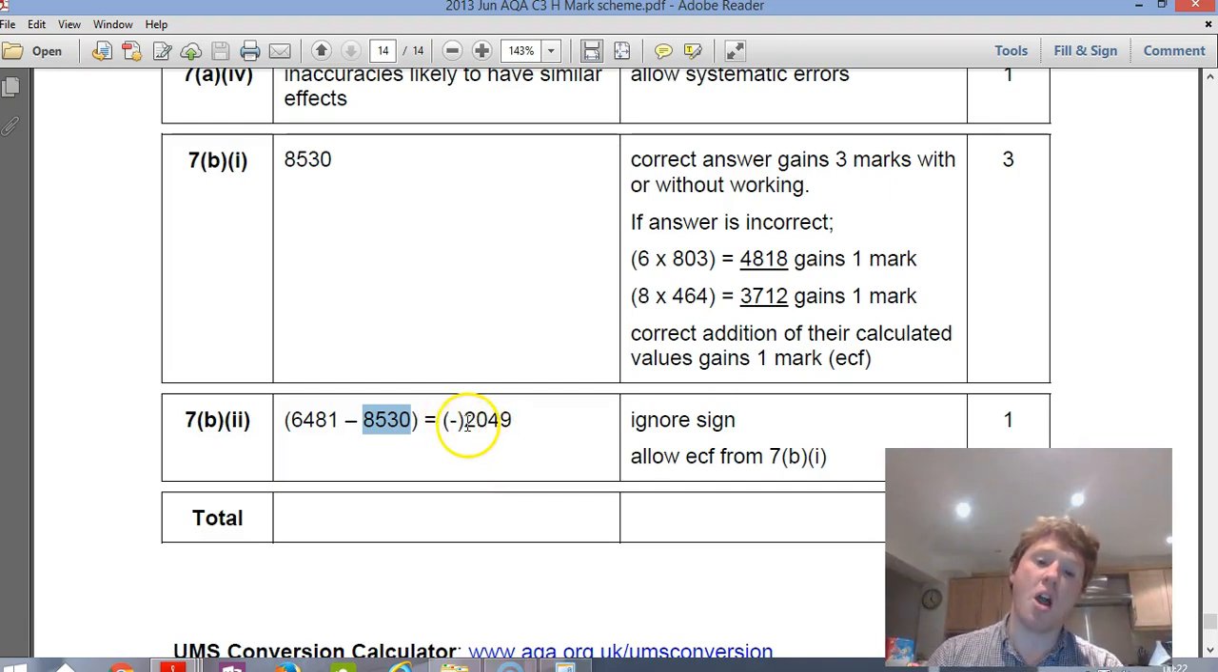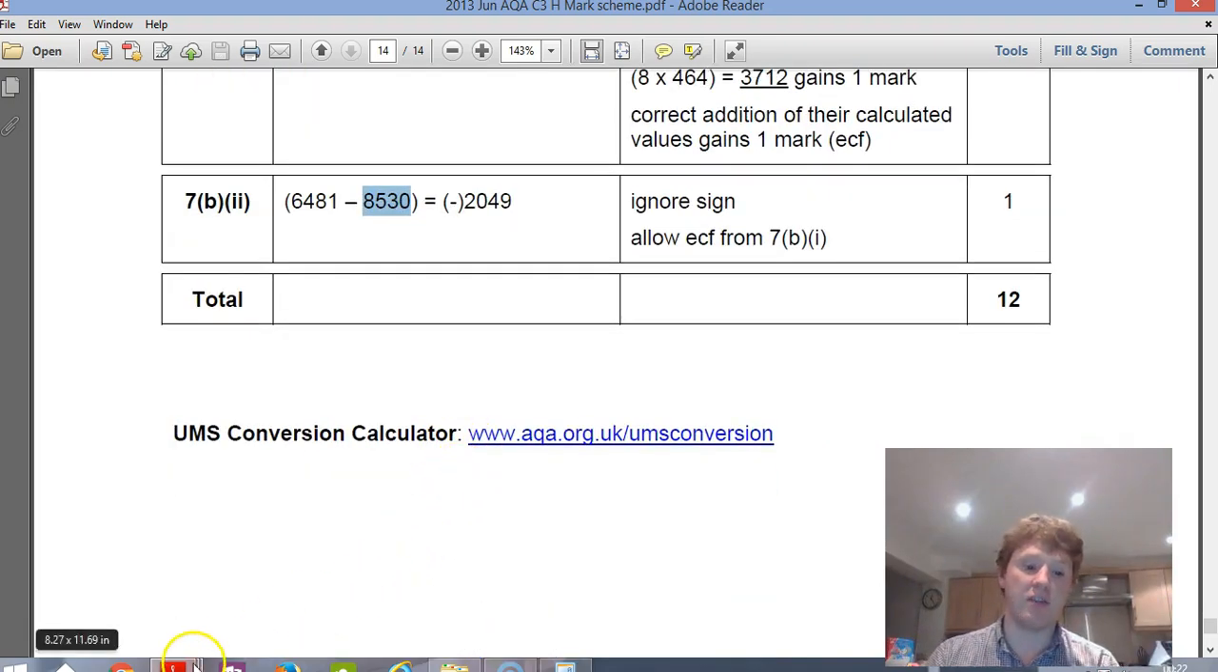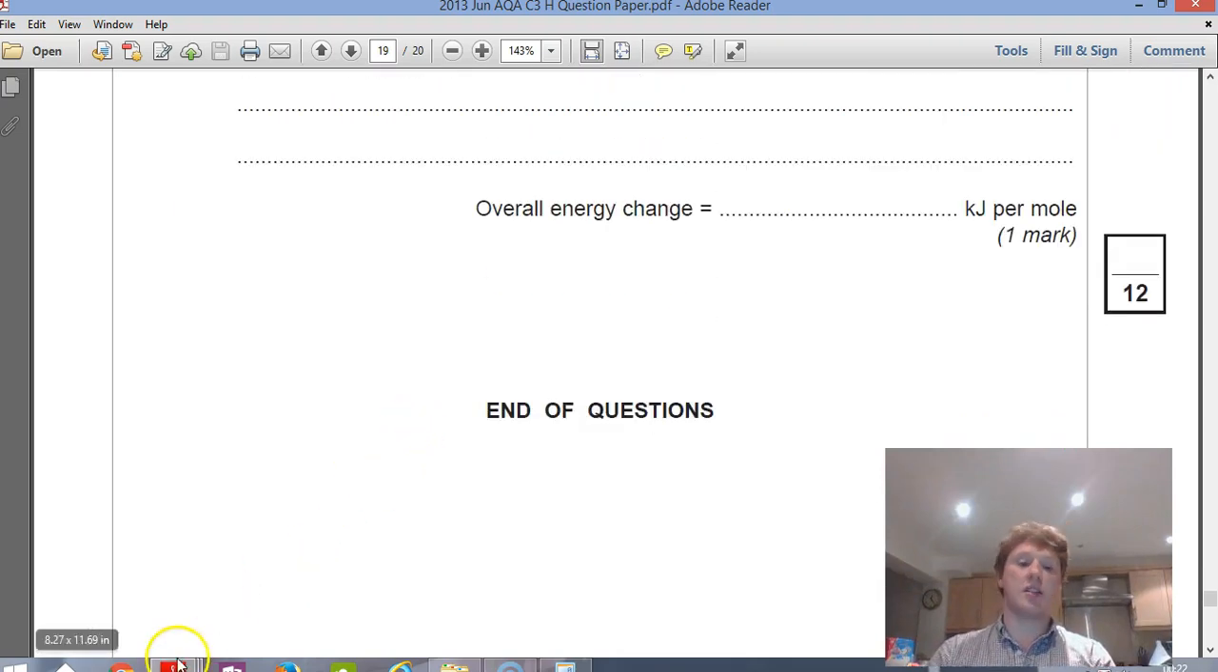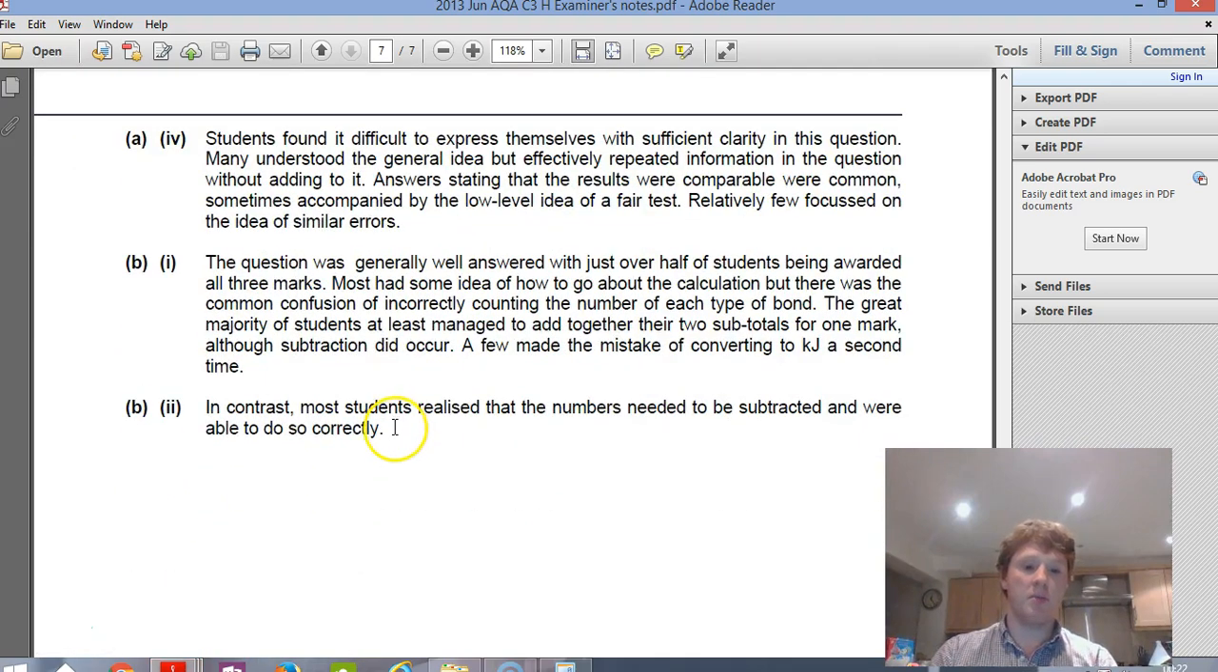And the answer is minus, possibly, 2,049. Well, it is minus because it's exothermic, and 6,481, take away that, does give a minus. But they're just looking for the energy released. And that's the end of the questions. Let's see what people said. So most people got that one right.